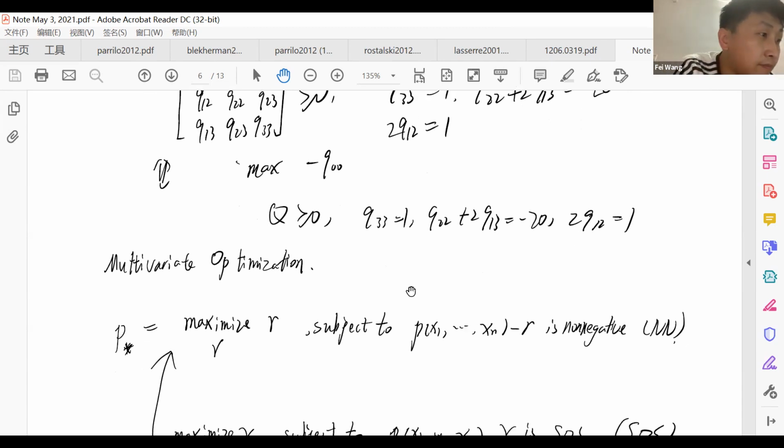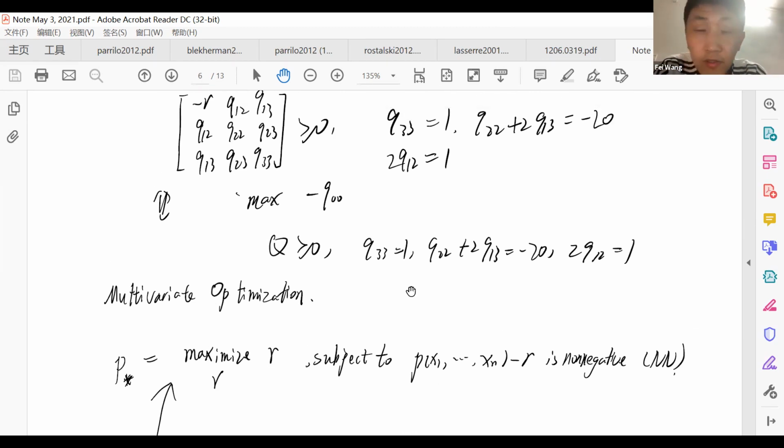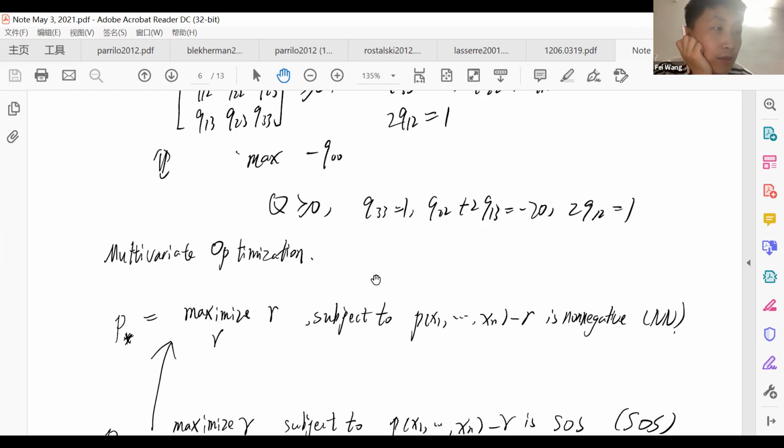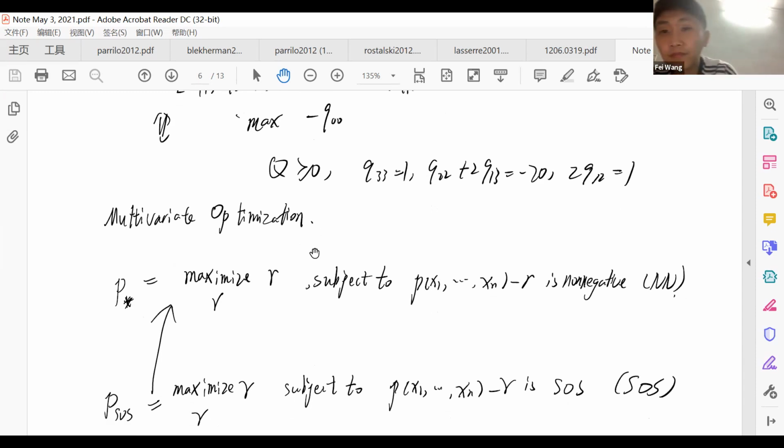Okay, so this is a univariate example. Now let's look at the multivariate case, multivariate optimization. Similar to the univariate case, we can convert the problem when we minimize a multivariate polynomial.